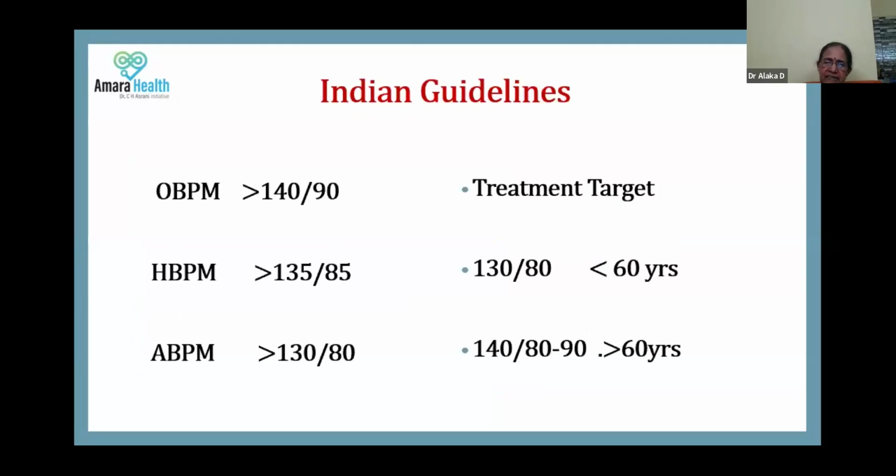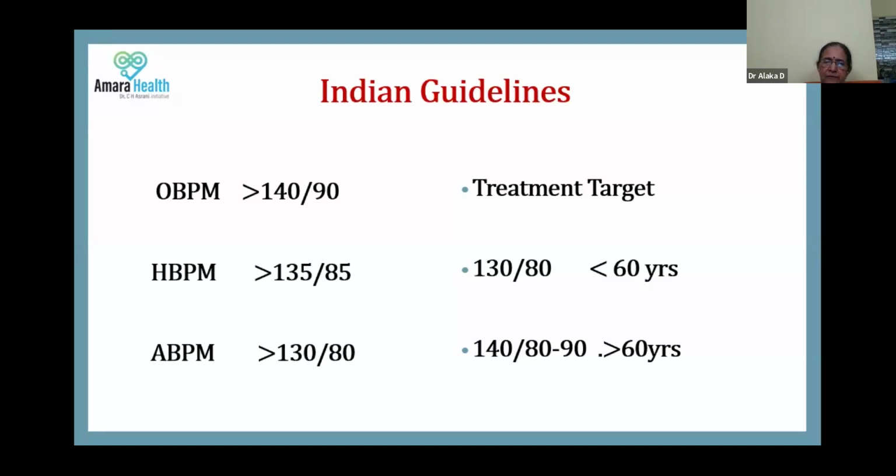What are the Indian guidelines? Indian guidelines say if the office BP measurement is more than 140 by 90 millimeters of mercury, this is a threshold for treatment. Home BP measurement more than 135 by 85 should be taken as hypertension and start the treatment. Ambulatory 130 by 80. Okay, so the parameters go on changing.